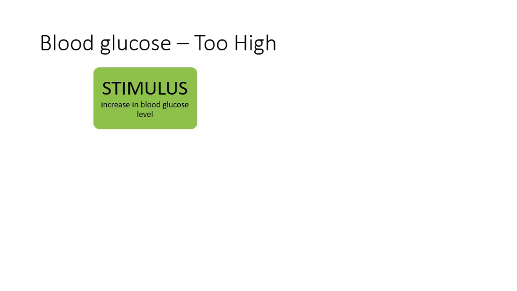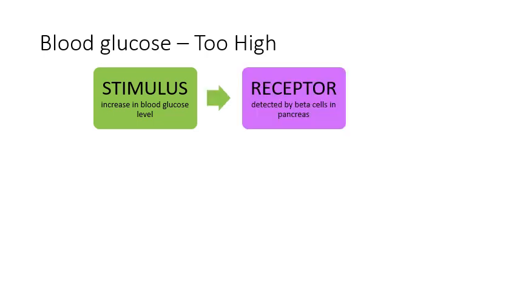Let's have a look at what happens to our blood glucose levels when our body detects them as being too high. So obviously our stimulus in this scenario is going to be having high blood glucose levels within our body, and that would be detected by receptors that we find in our pancreas. Now these receptors are located specifically on cells called beta cells.